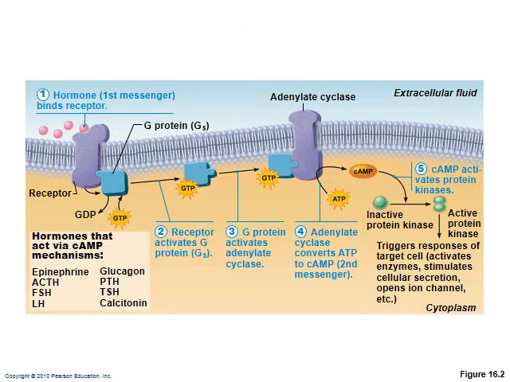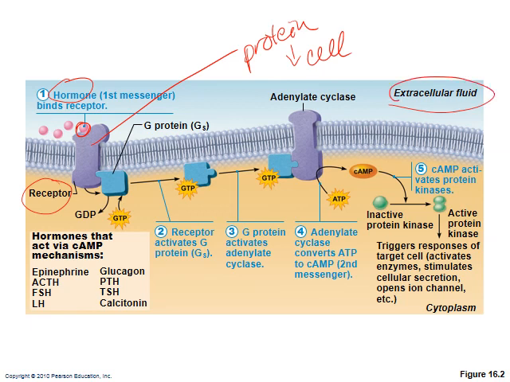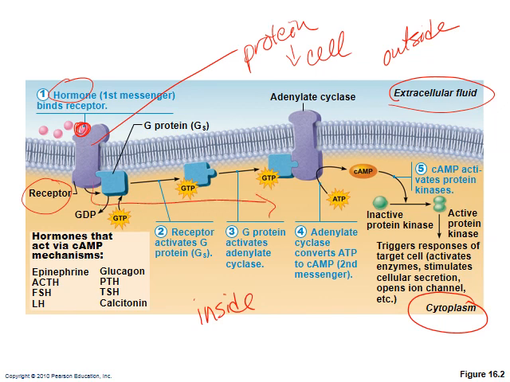I don't want you to spend a lot of time on this slide trying to memorize everything. I just wanted to show you what it looks like. So here's a hormone. That hormone is binding to this receptor. Remember, this receptor is a protein, and this protein was made by the cell. And we know we're looking at extracellular fluid and cytoplasm. So this is the inside of the cell, and this is the outside. So this hormone is going to bind to the receptor, and it's going to cause a cascade of events that can activate a protein inside the cell.